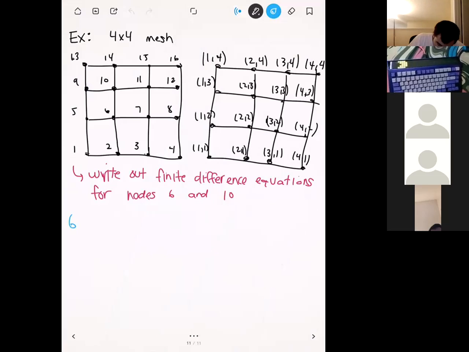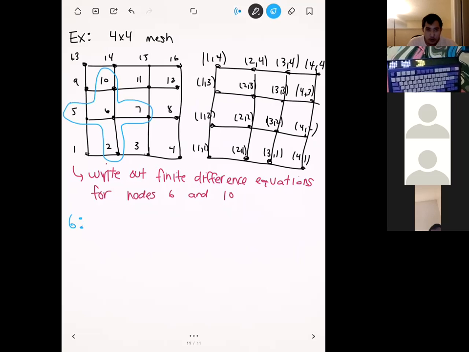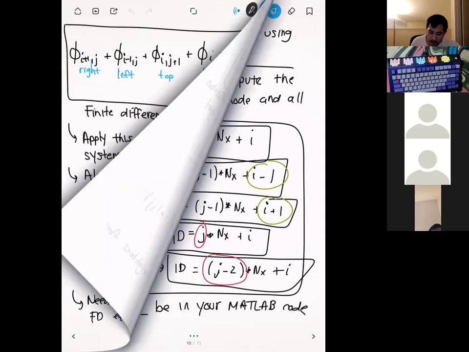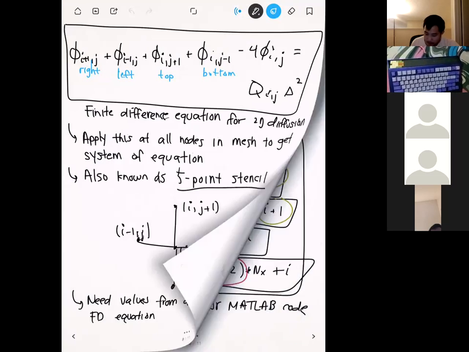So let's start with node 6. When we write out the finite difference equation, we're going to use the values to the left, to the right, above, and below. Let's locate node number 6 in our grid here, and let me draw the stencil. What I've highlighted with that little plus sign are all the neighbors for 6. Let's fill in this equation, because remember, we're going to have the right neighbor, the left neighbor, the top neighbor, the bottom, and itself.